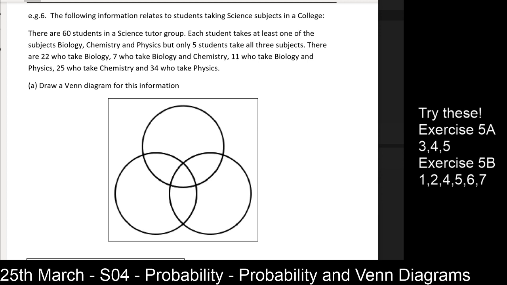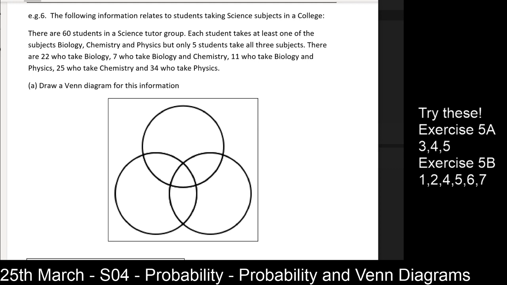And then we get to the last example, and this I think is a lot harder than some of the other examples. I know when we've done this question in the past, this is one that people struggle with. So we're going to take this nice and slowly and just go through this piece by piece. So we know that there are 60 students in a science tutor group. Each student takes at least one of the subjects biology, chemistry and physics.